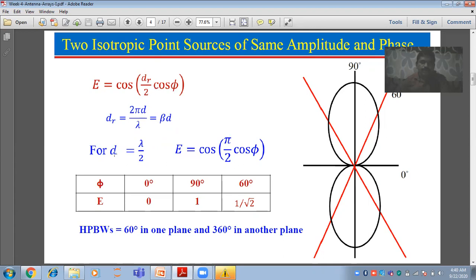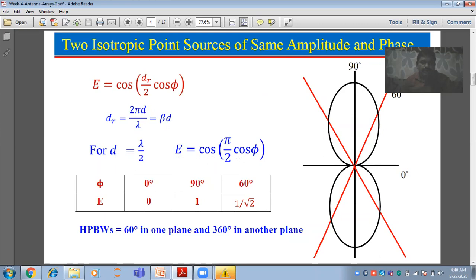Therefore, generally we commonly take the distance between the antenna elements, most preferably, as lambda by 2. So let us say in our case one, that means same amplitude and same phase, we are taking d equal to lambda by 2. If we take this, then this expression changes to E equal to cos of pi by 2 cos phi.